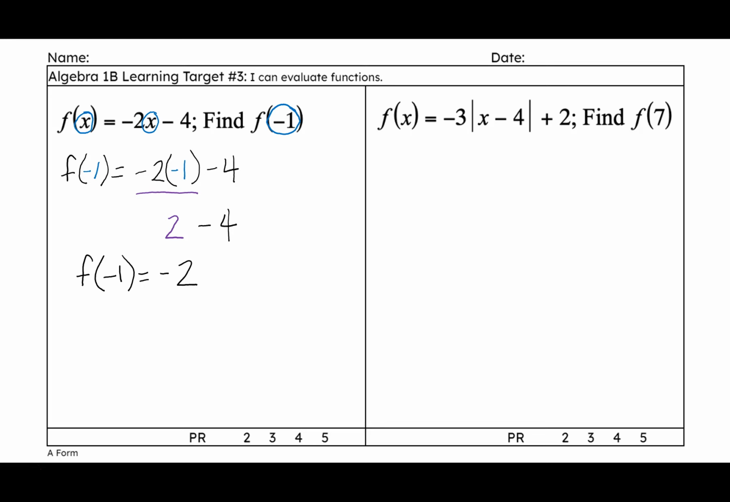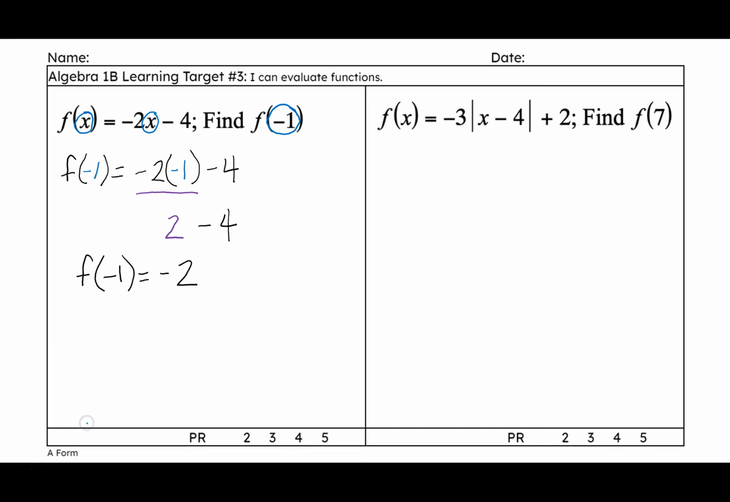Now let's try it for a slightly more complicated machine. This function machine takes the values of x, it subtracts 4, it finds the absolute value, it multiplies it by -3, and then it adds 2. Complicated machine. Let's see what output we would get if we input a 7 into this function.